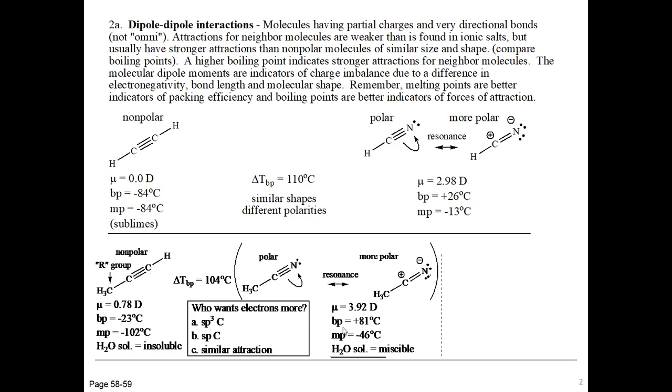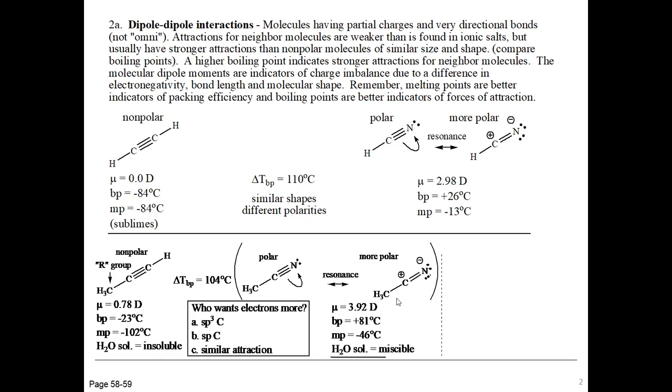And you can see the boiling point goes up quite a bit again. So the boiling point difference here is about 104, from minus 23 to plus 81. So this is actually quite high boiling. This is acetonitrile. Common name would be acetonitrile. Proper name is ethane nitrile.